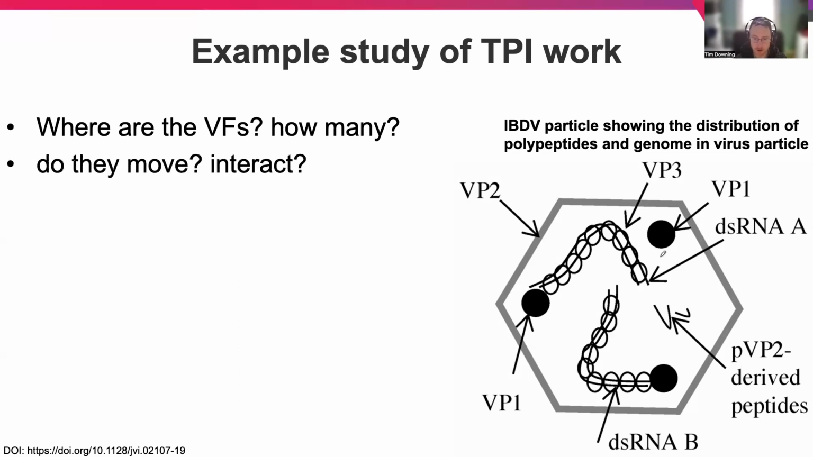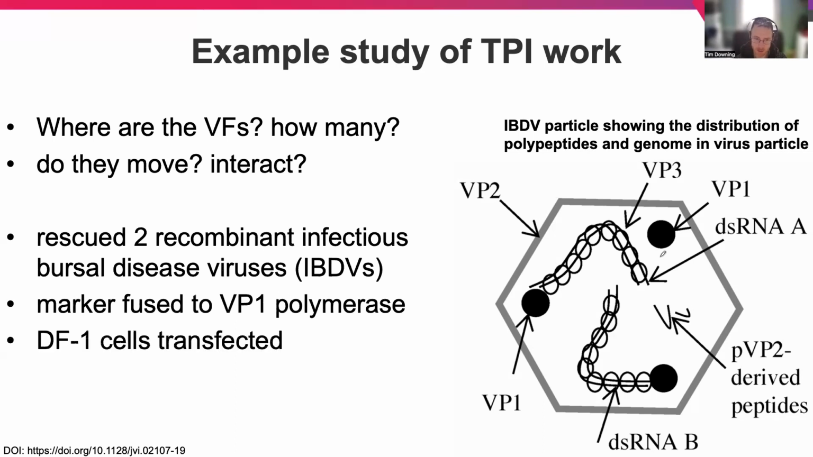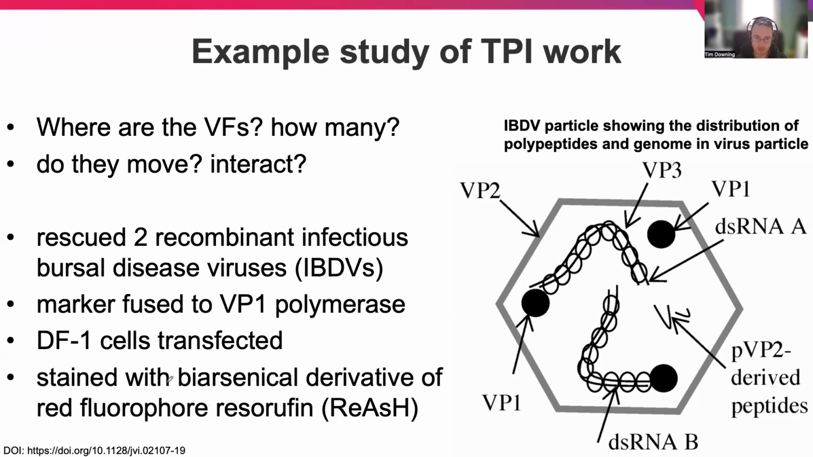Do they merge? And to assess that, they examined two rescued infectious bursal disease virus cultures. They fused the marker to a VP1 polymerase and used DF1 cells for transfection, and then were able to use some staining with this compound, a biarsenical derivative of red fluorophore, ReAsH for short.